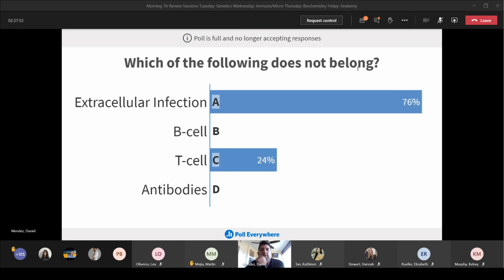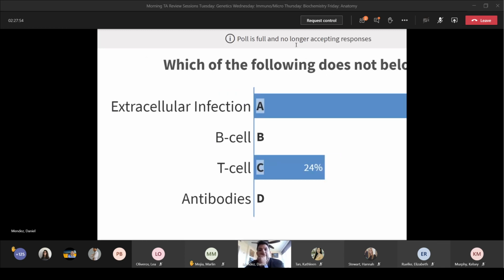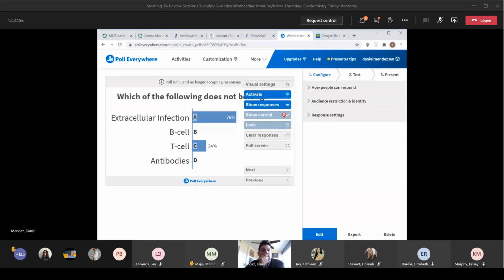For the 24% of people that did get to respond, you are correct. An extracellular infection is going to be exogenous, which is going to be dealing with B cells and antibodies. T cells are going to deal with an intracellular infection.